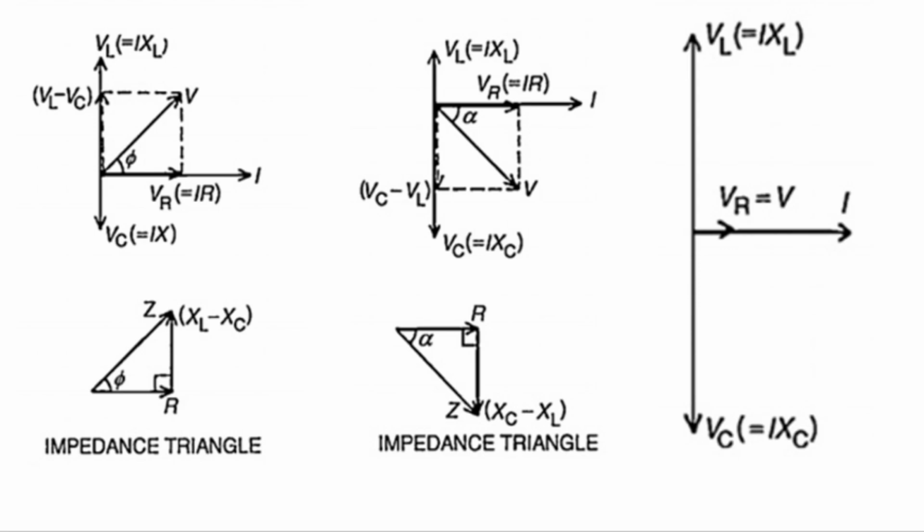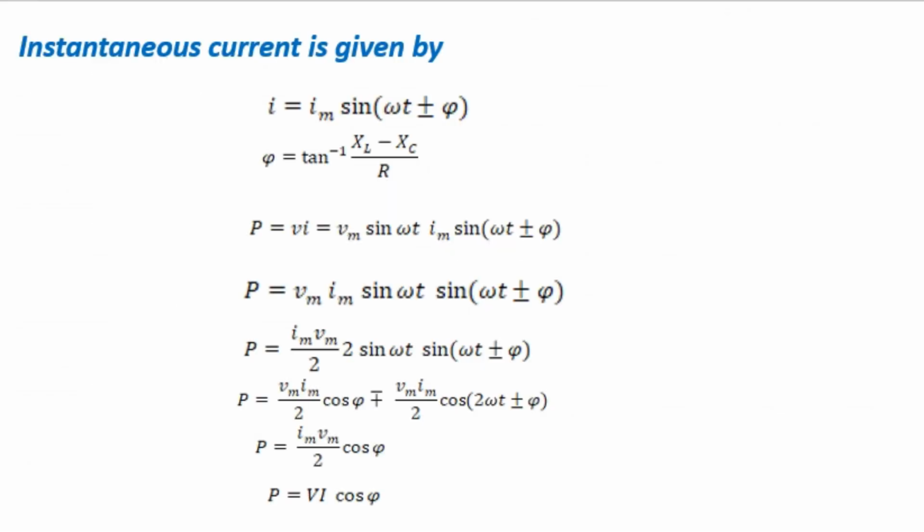The third case is XL equals XC. If XL equals XC, the value of VL equals VC. Then correspondingly, this is the phasor diagram. The value of instantaneous current i is given by i equals Im sin(omega t plus or minus phi). Then the value of phi equals tan inverse of (XL minus XC) by R.